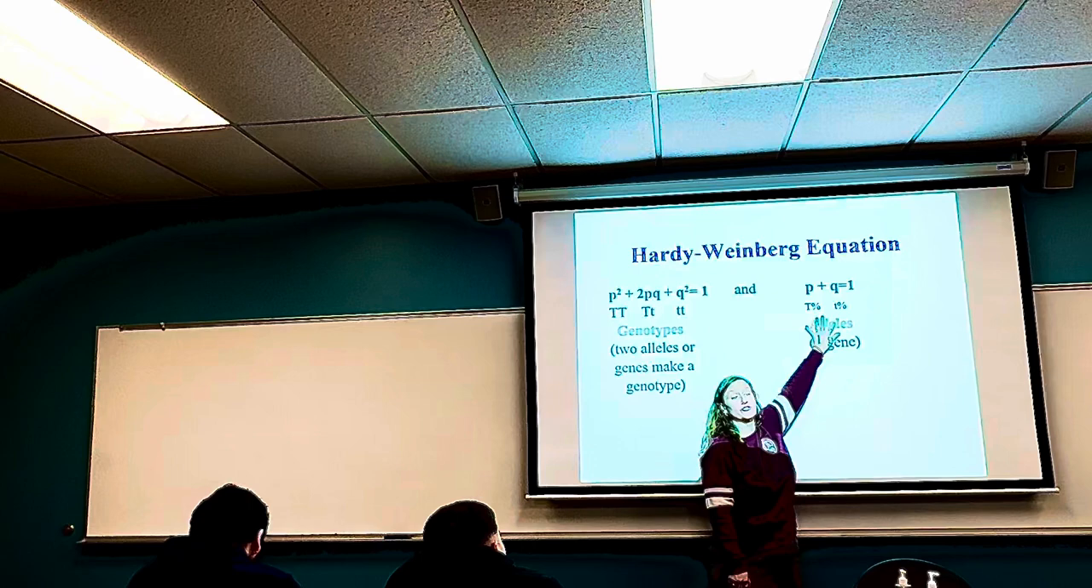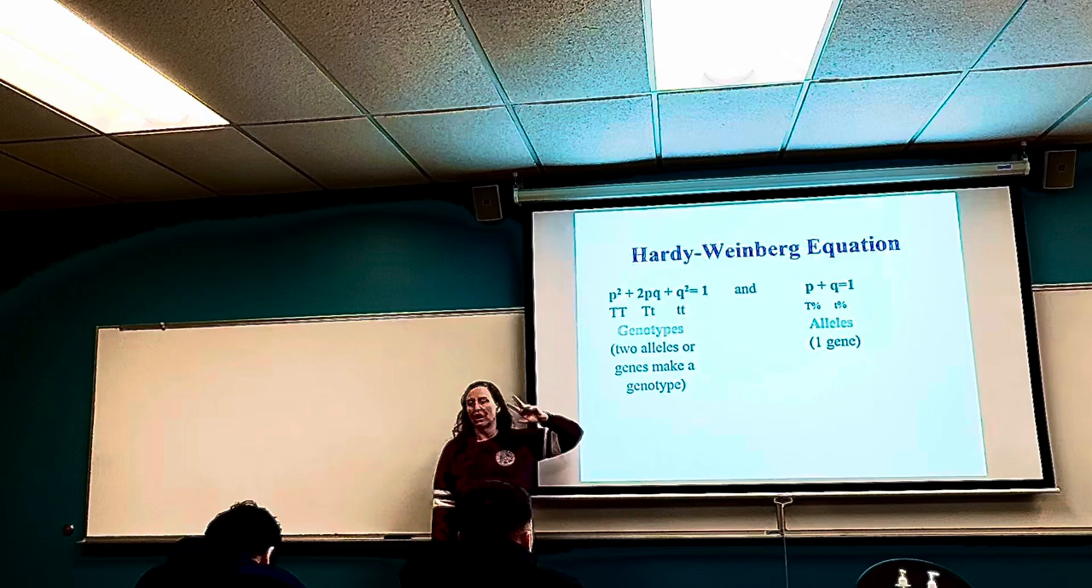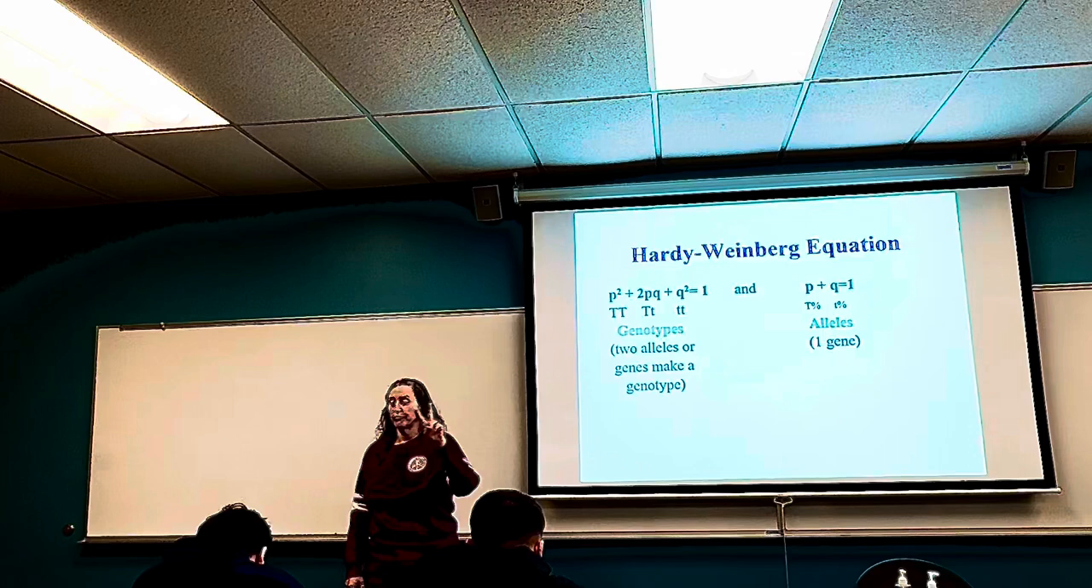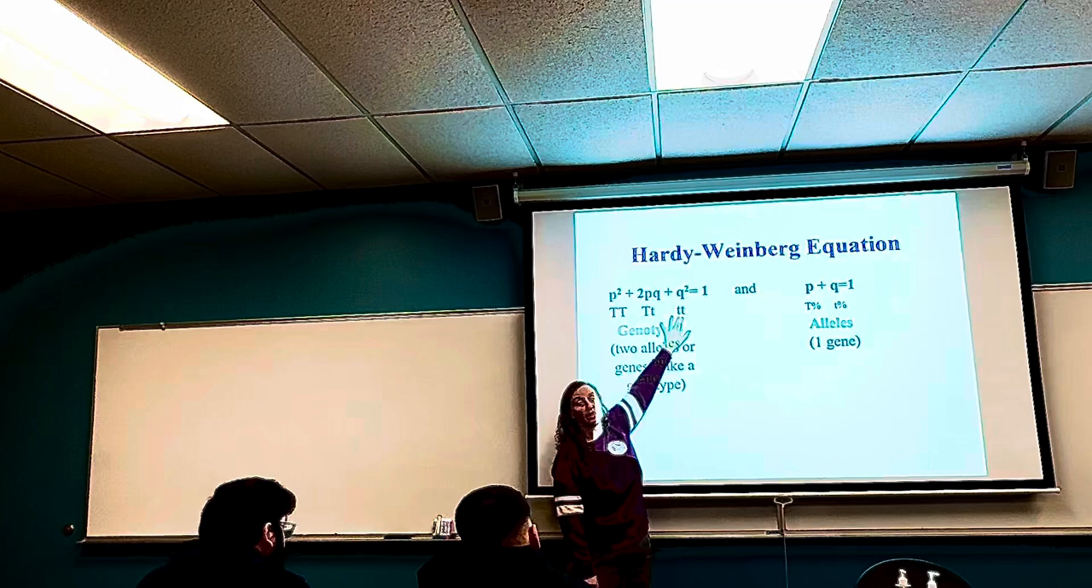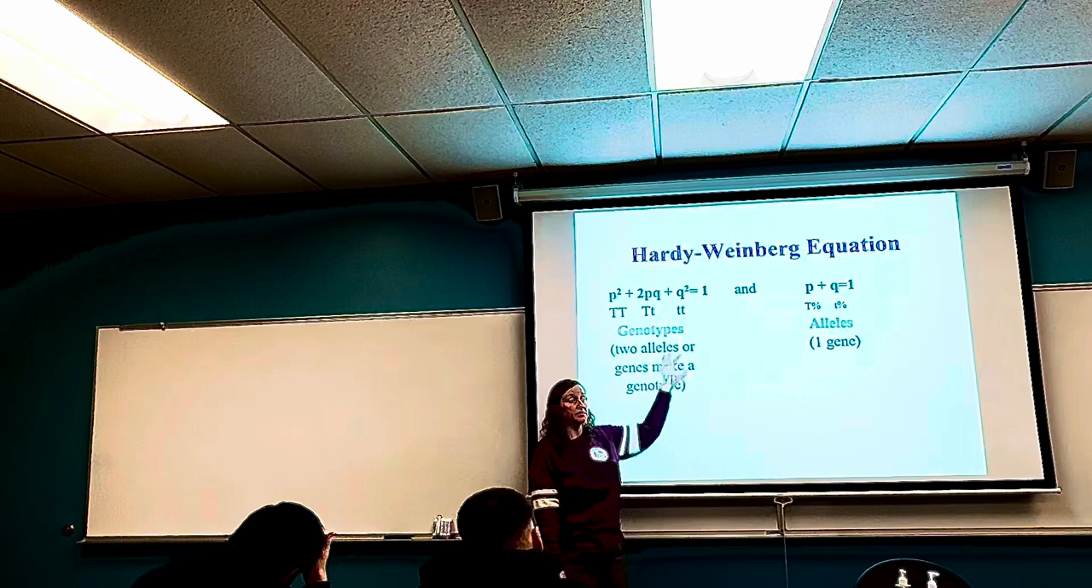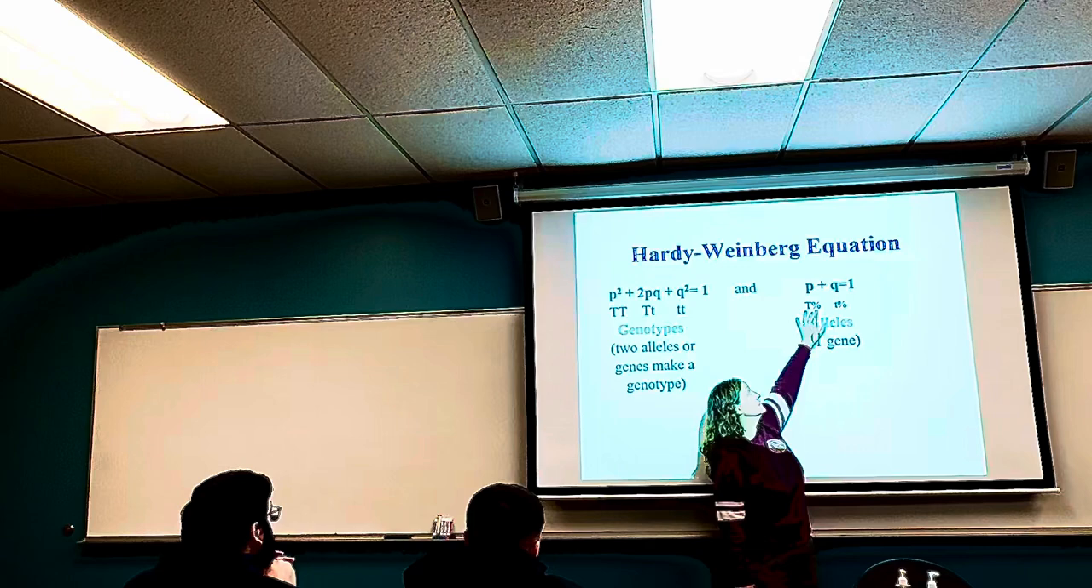Your genotypes, if we're talking about height in plants: there are some plants that have two alleles that code for the height trait. In humans, we don't work that way. So you could have homozygous dominant, capital T, heterozygous, big T, little t, or homozygous recessive, little t. Those are your genotypes. Make sure you get this in your head, because this is really important: a genotype is made up of two genes, an allele is one gene.